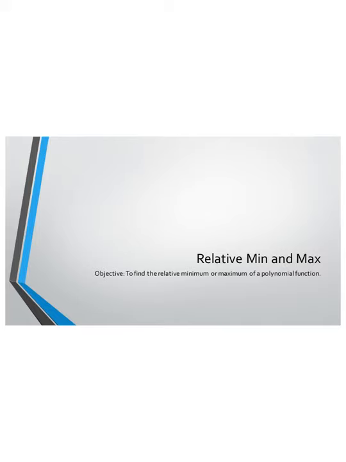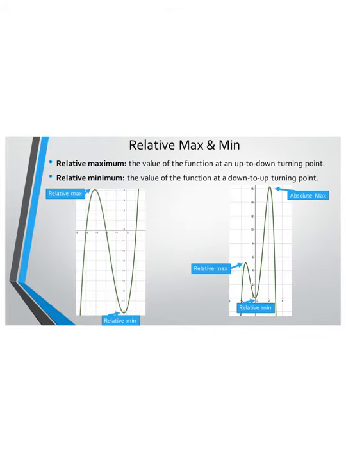Today we will be finding the relative minimum or relative maximum of a polynomial function. The relative minimum, or maximum, is the value of the function at an up to down turning point. So if we look at the picture on the left, the relative maximum, notice we go up and then to a down turning point. This is the relative max.